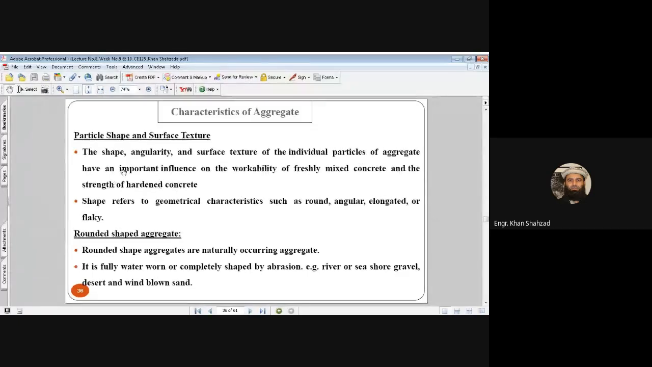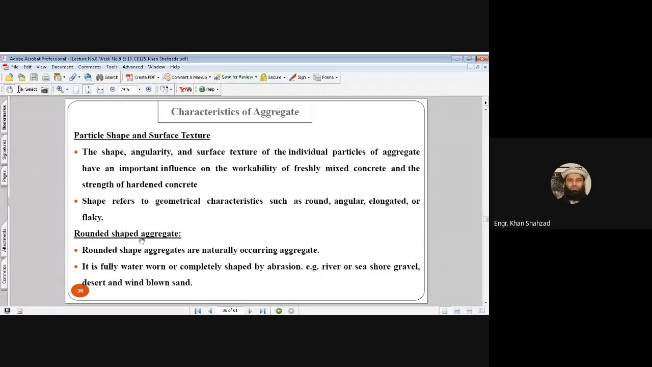As I told you, if you are using smooth aggregates, its workability will be high, but its strength will be less and its durability will be less. If you are using angular materials or rough aggregates, then its workability will be less, but its durability and its strength will be high. Shape refers to geometrical characteristics such as round, angular, elongated, or flaky. These are the different shapes.